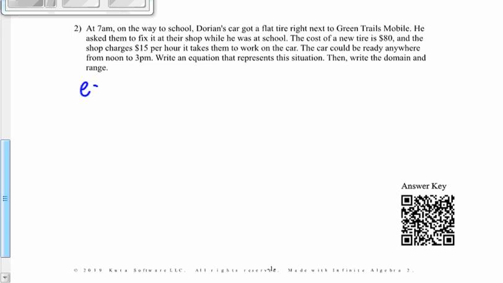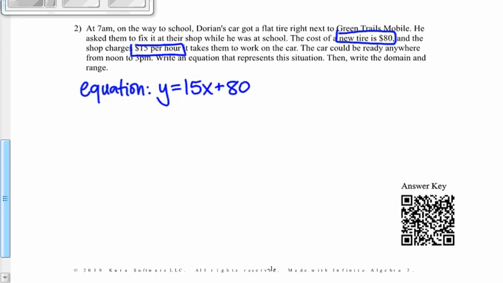So we're going to start with the equation. So we have a couple different components to the equation in this case, because the new tire is $80, no matter what. And then the shop charges $15 per hour. And so the tire cost isn't going to change no matter how long they work on it. But the amount of cost per hour will change depending on how many hours. So our equation would be y equals 15x plus 80.